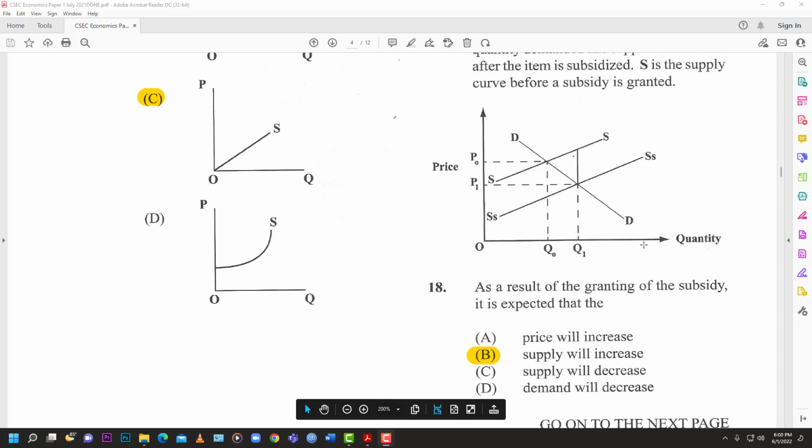Because remember, the whole idea of a subsidy is to reduce the production costs. And if the production cost reduces, that would mean that supply should increase. Supply should increase, right? Because the subsidy acts as a way of reducing the production costs. And so that means now I can supply more at a cheaper rate. And so that's why the answer is B.